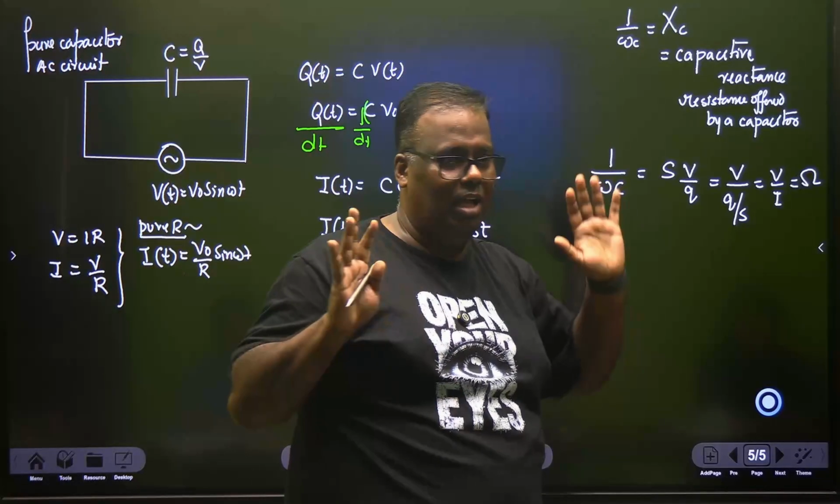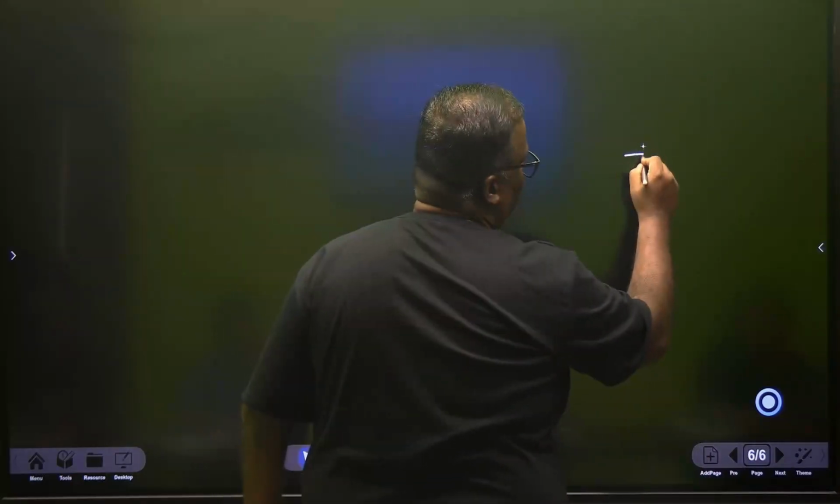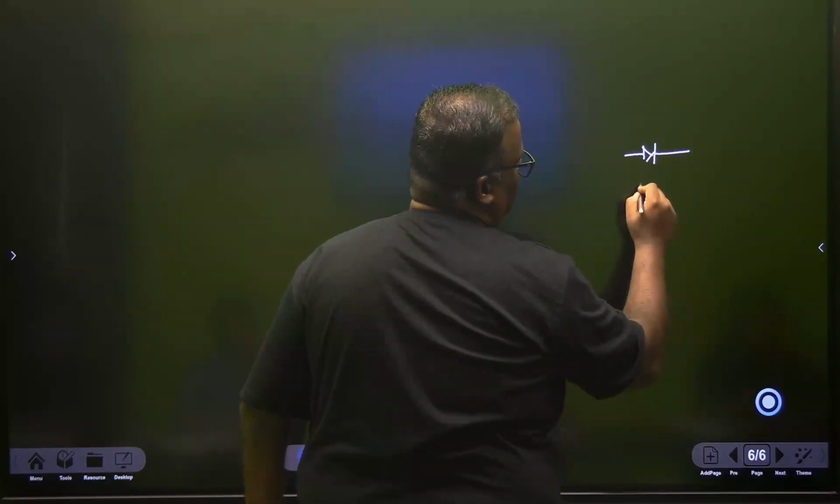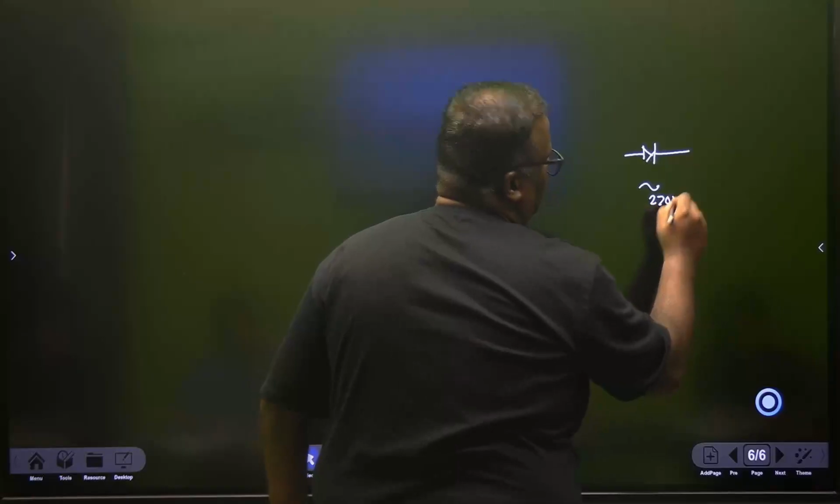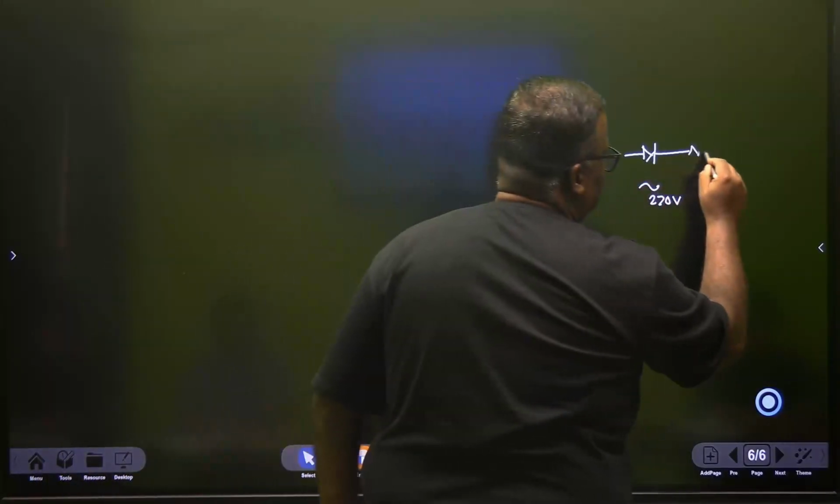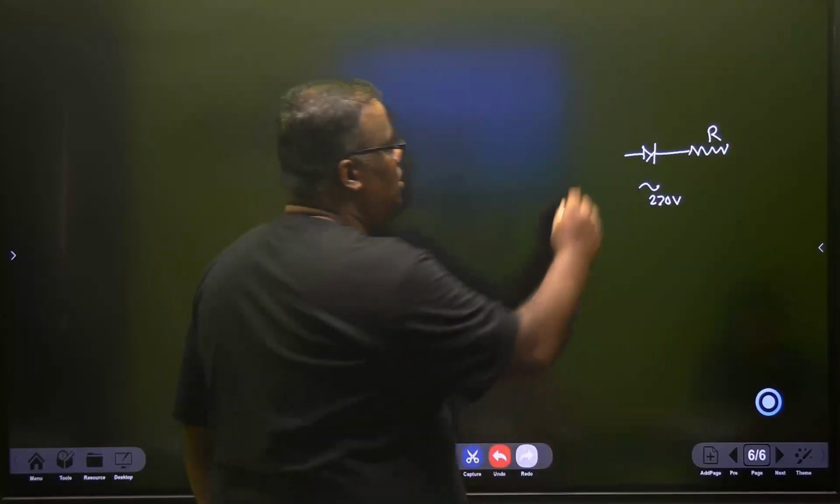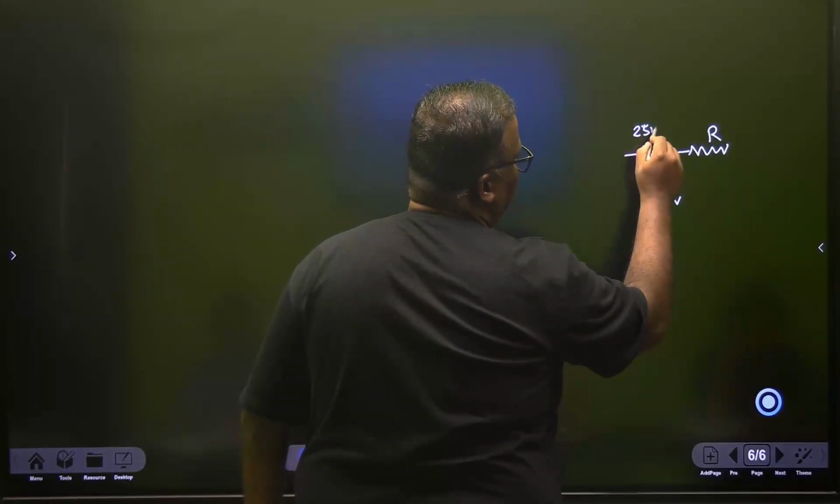This is how I learned all my electronics. See, what I'm trying to say is, I want to connect one LED across a 220 volt line. It will blast off, so I need to put one resistor. This resistance is some R. The LED pulls around 25 milliampere current.